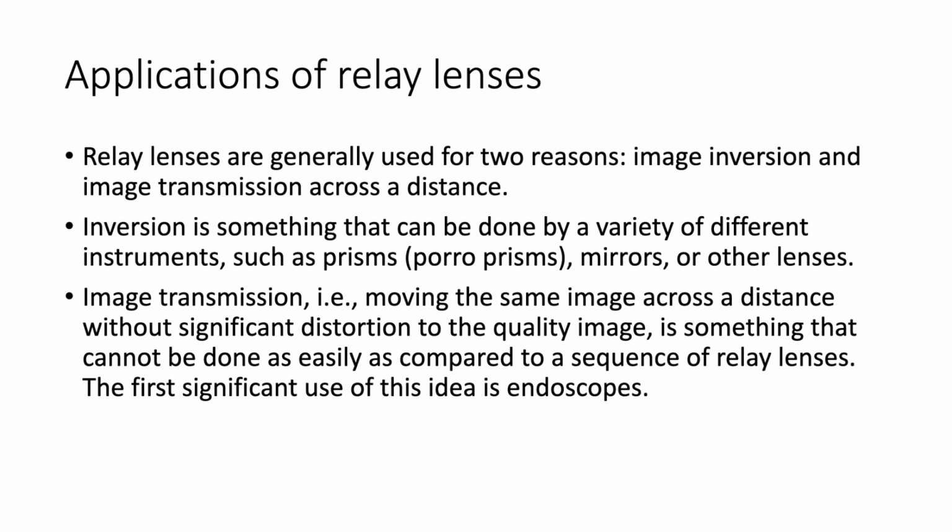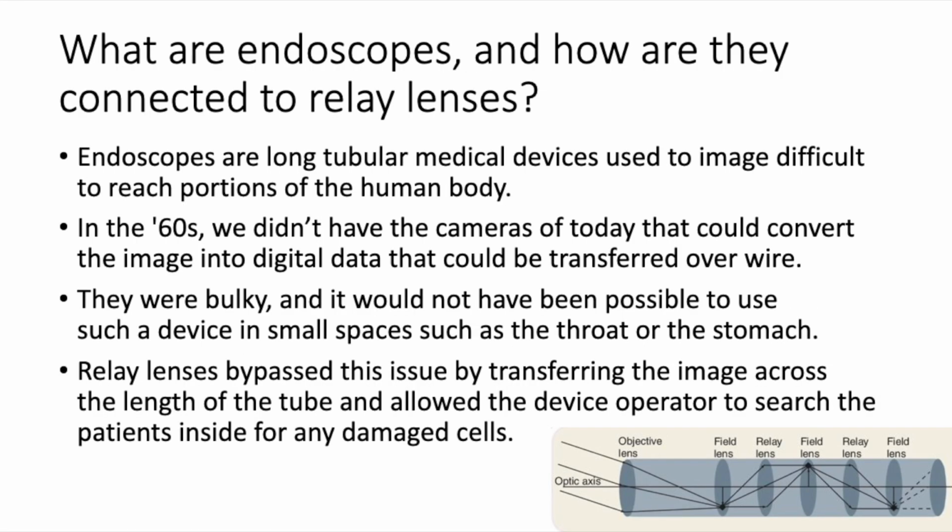The first significant use of this idea was in endoscopes. Endoscopes are long tubular medical devices used to image difficult to reach portions of the human body. And how do they connect to relay lenses? In the 60s, we didn't have the cameras of today that could convert the image into digital data in a small, reasonable size. The cameras back then that did this were bulky, and it would have been difficult to insert such a camera into the human body. A solution to this was to use a set of relay lenses that were small and allowed the operator to view the damaged tissue in the patient's body.